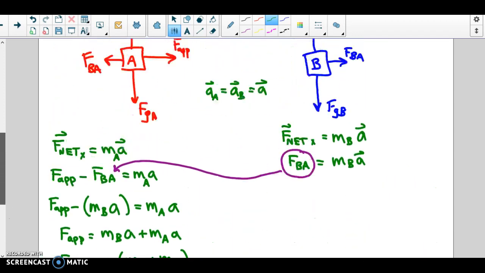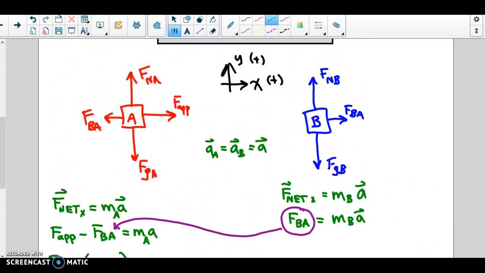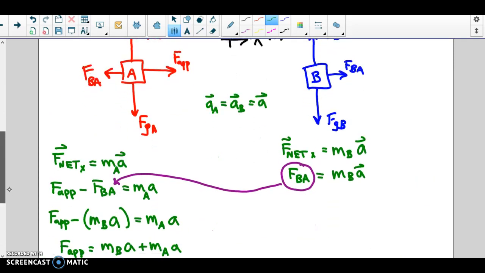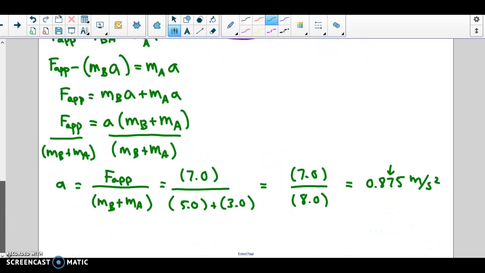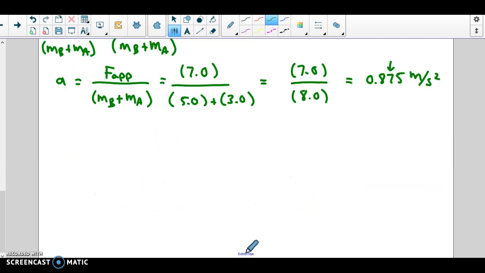I drew 2 free body diagrams for the 2 masses that I was given. I wrote out Newton's second law for both of them, F net equals ma. I did a little bit of substituting and I solved, which isn't too bad. However, I did have to draw 2 free body diagrams. So here's another way of doing it. It will give you exactly the same answer.